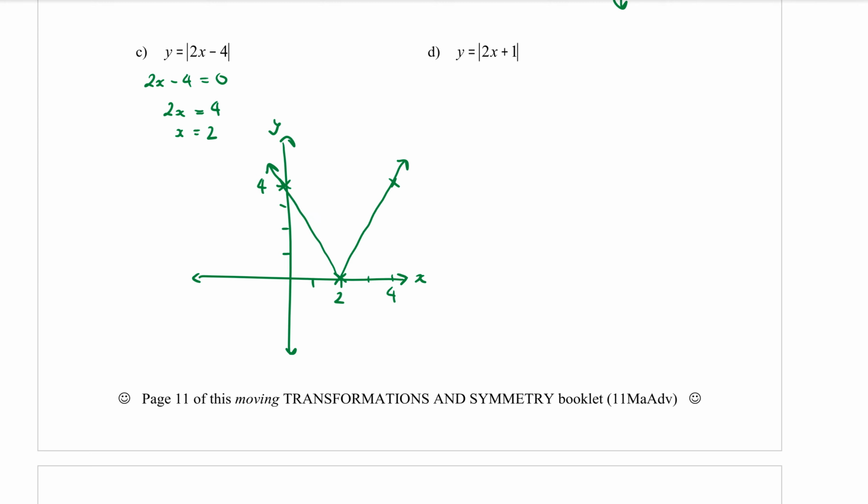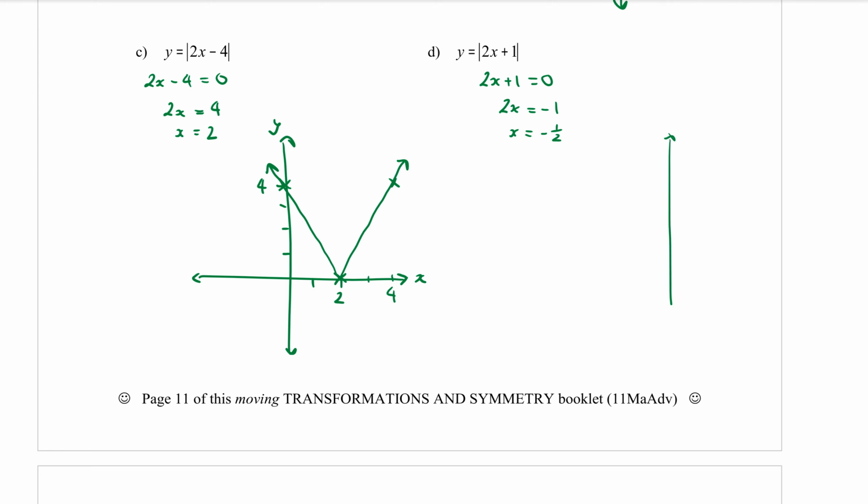Okay, so that one was a little bit steeper. Let's do the same thing for D. I'm going to start with the 2x plus 1 and make that equal to 0. When I solve that, I'll get 2x equals negative 1, and dividing by 2, I get x equals negative a half.